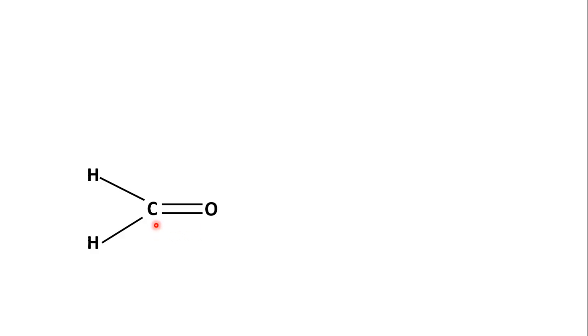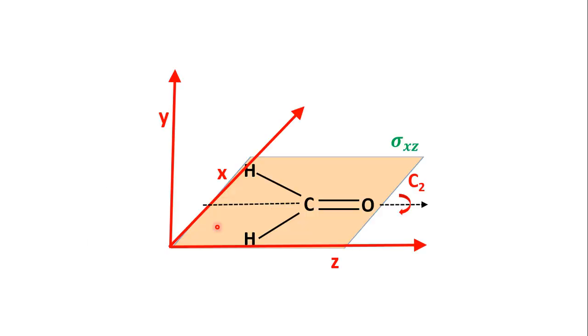The carbon atom is sp2 hybridized, and so the structure is trigonal planar. The C2 axis is along the carbonyl group, passing through the carbonyl group. The sigma xz plane is a molecular plane containing all the atoms of formaldehyde. The molecular plane is sigma xz.